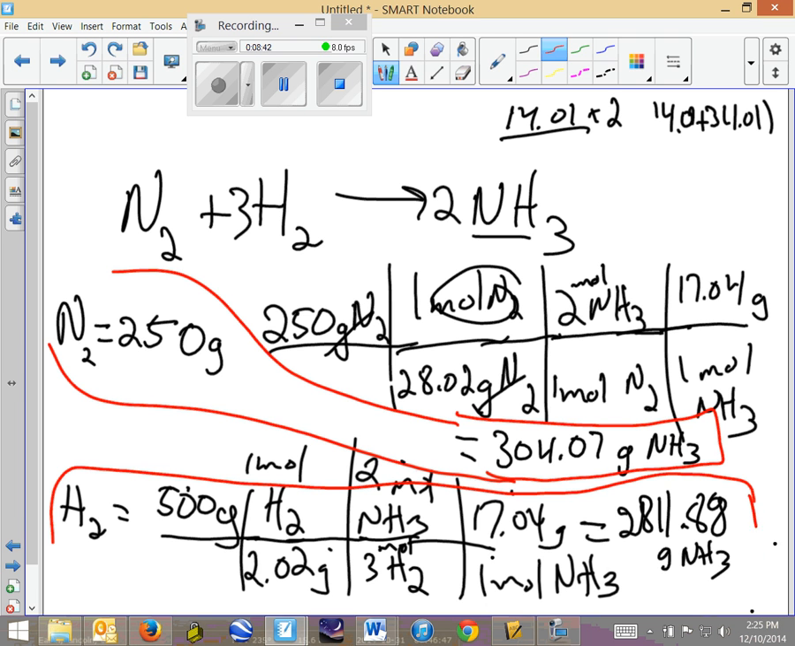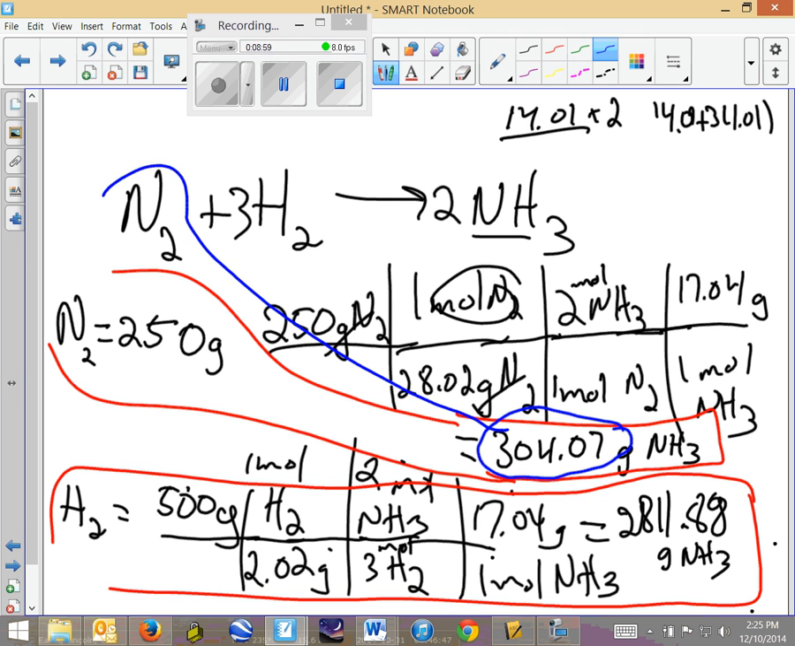So which one do I run out of first? Well, that's pretty simple. With the nitrogen, I would only produce 304 grams, whereas with the hydrogen, I would produce 2,811 grams. Okay? So my limiting reactant in this case is the nitrogen. It's what I run out of first. So after you do the stoichiometry for each of these, you simply pick which one has the fewer grams of product, and then you know this one is clearly our limiting reactant because I would run out of this one first.